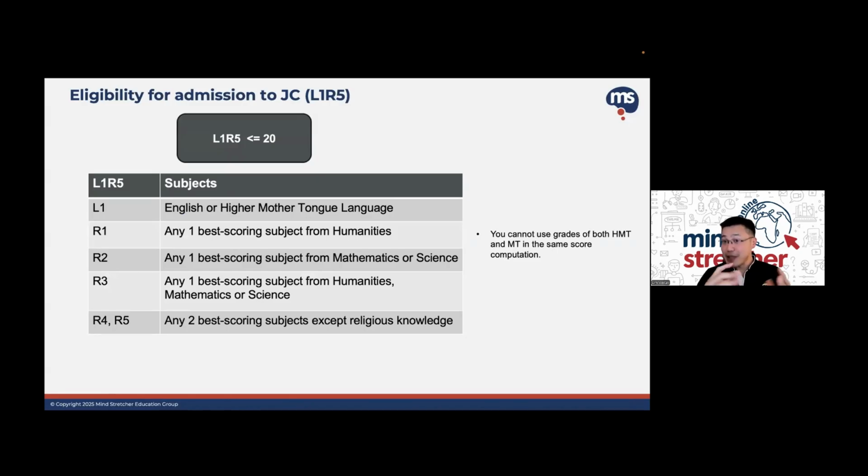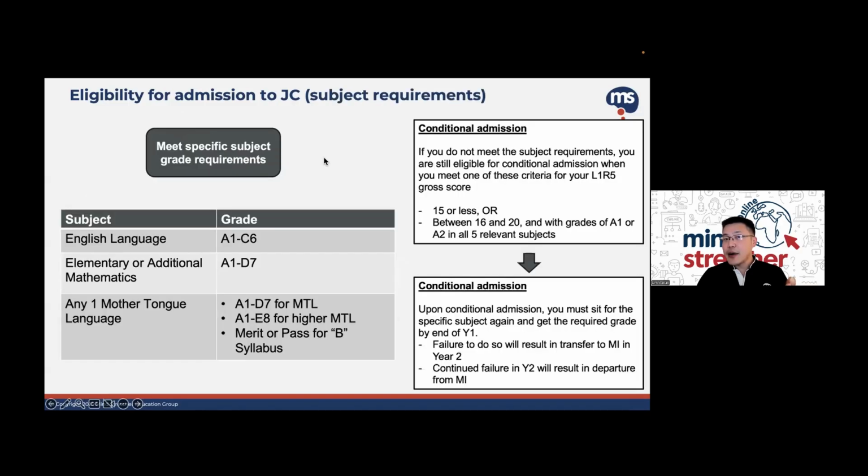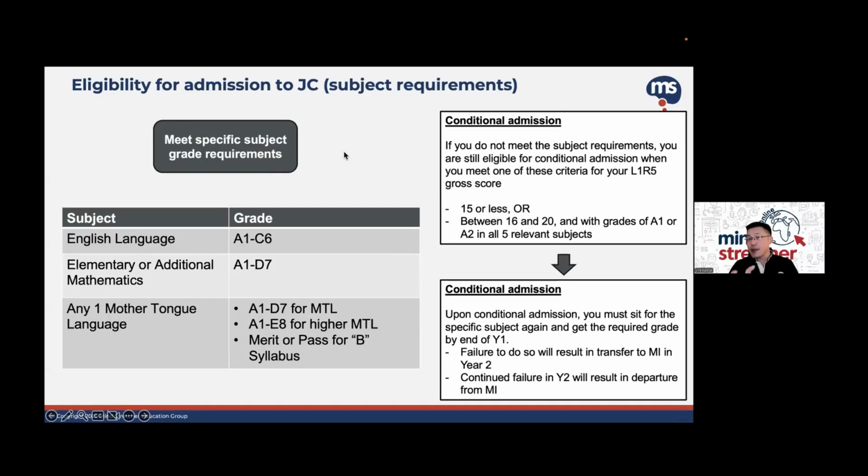So that's not something that you need to calculate for now in terms of the L1R5. The thing to note here is this part is probably just useful to know for those of you who fall into this category. So in case you're wondering, there will be a group of you who, in terms of the scores for JC, meet the net score, but may fall short in terms of some of the subject-based requirements.